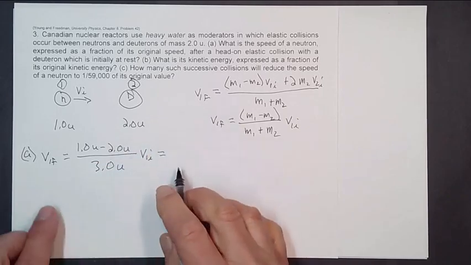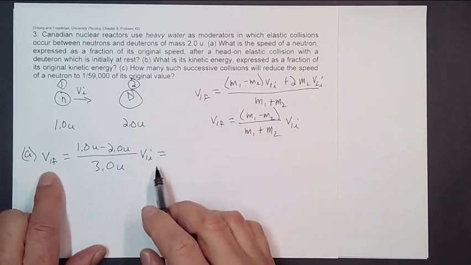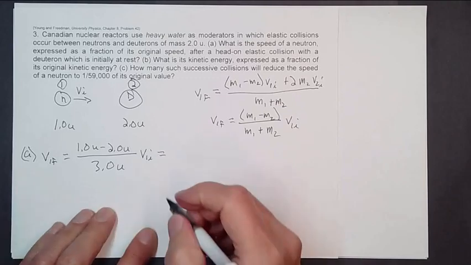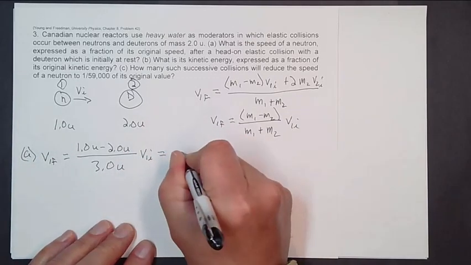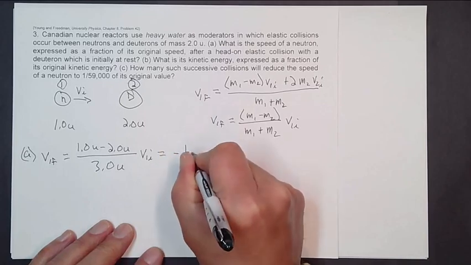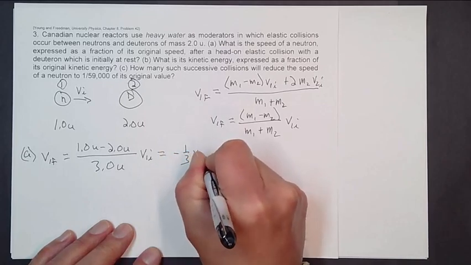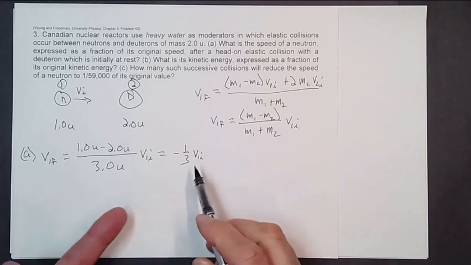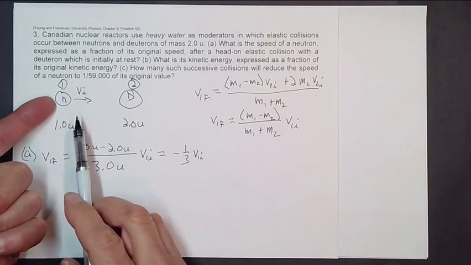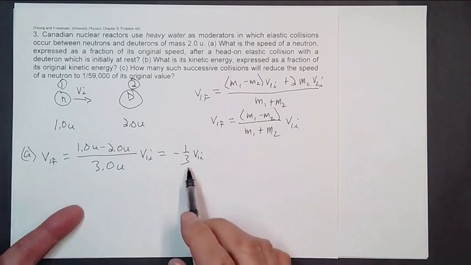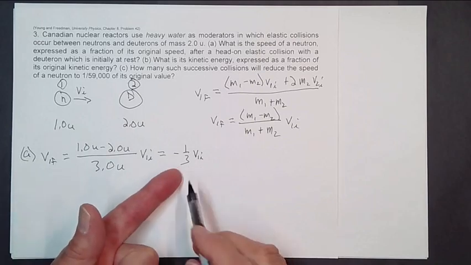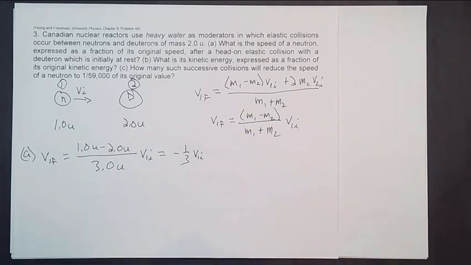And what we find is not just the magnitude of the speed, but also the direction. This will be negative 1 over 3. It's just going to be minus 1/3 V1 initial. And so the incoming neutron will recoil from the deuteron and have 1/3 of its initial speed, heading in the opposite direction. So that's what's going to happen.